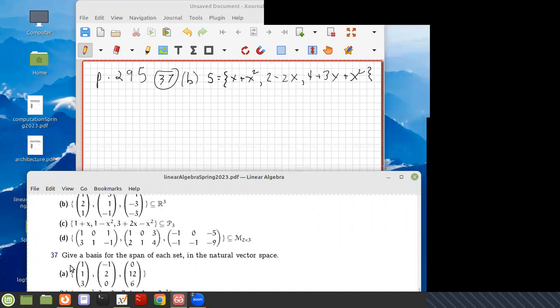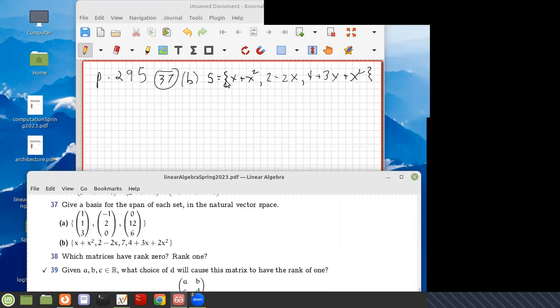It's number 37, part B, and it gives you a set, which I've named S. It gives you 3 vectors in a polynomial space: x plus x squared, 2 minus 2x, oh, I missed one. 2 minus 2x, 7. I didn't see that little 7 in there. And 4 plus 3x plus x squared.